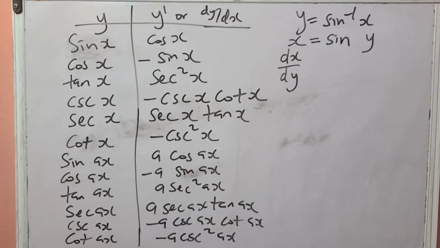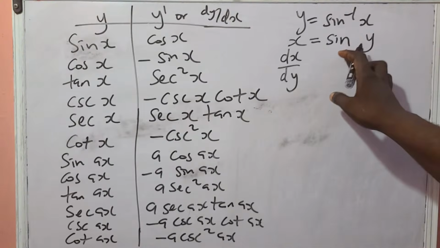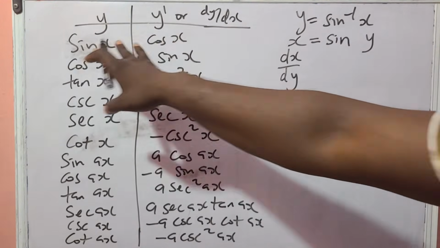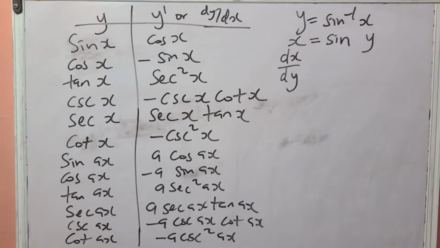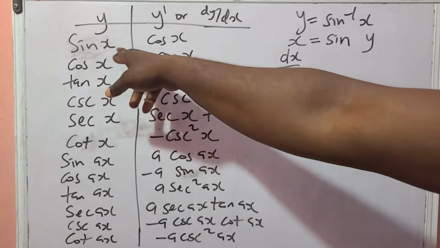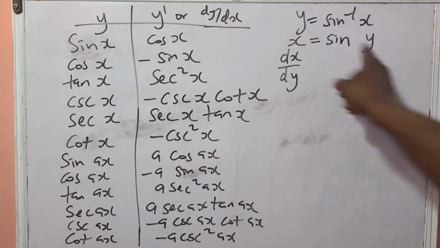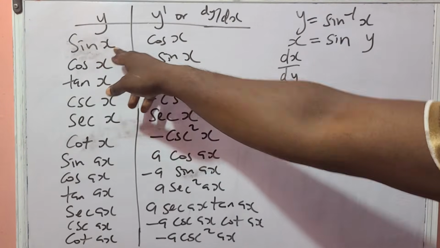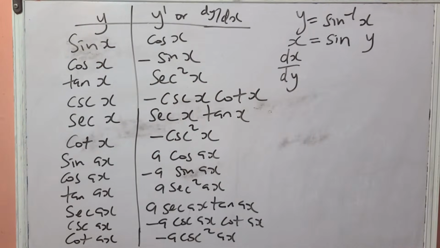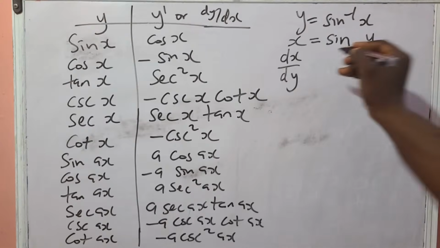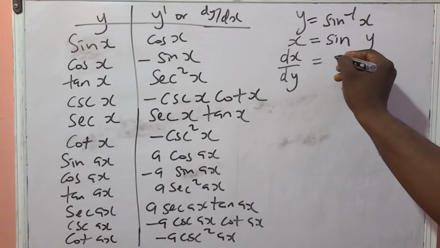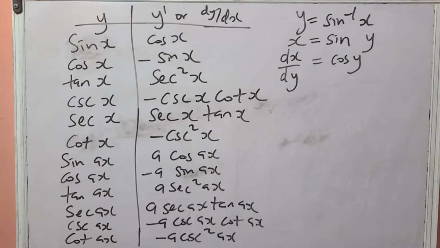Now, if you look at what we have here, dx over dy, you should know what it will be. Because when you are differentiating sine y or sine of anything, I'm sure you know it could be y, could be p, could be anything in this place. In this case, you're having y as the thing here. So if you differentiate sine y, what do you get? You get cos y. I believe everybody agrees with me on that.